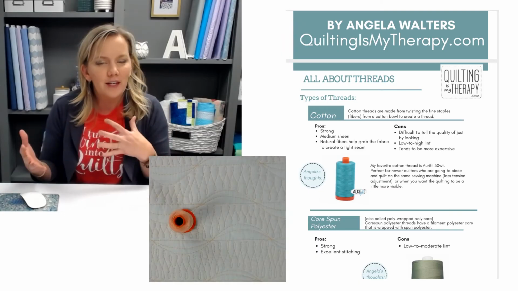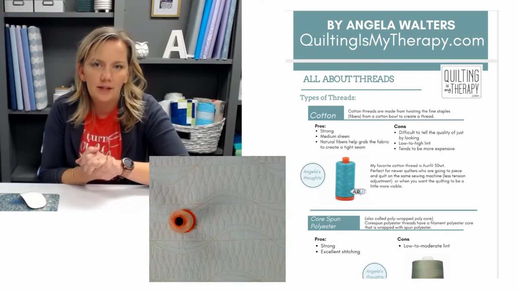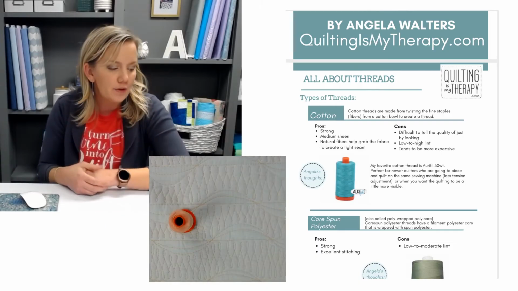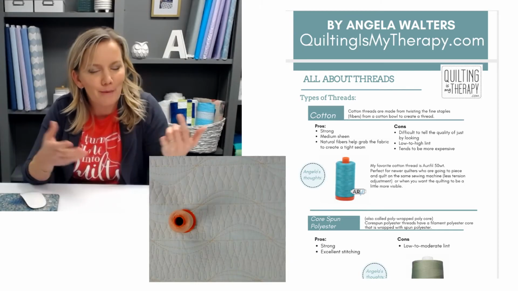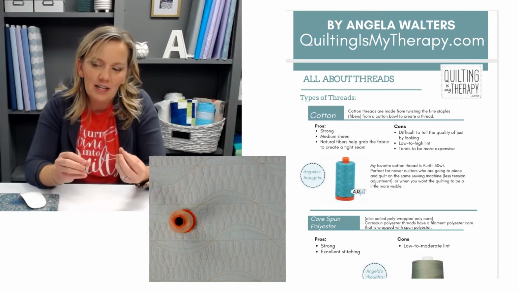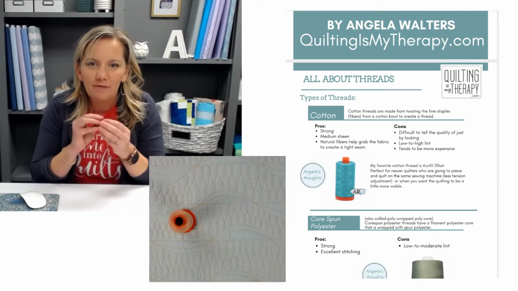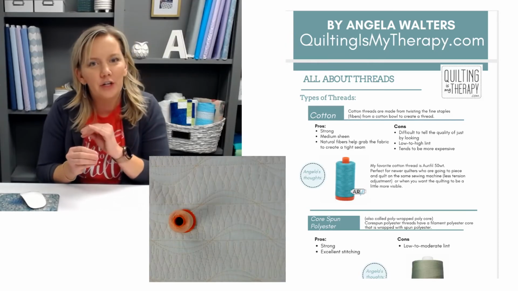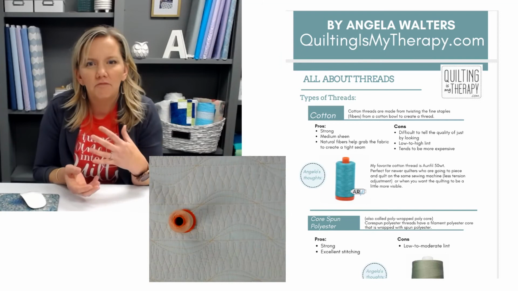So there are pros and cons to every kind of thread. In the handout, it will show you the different ones. Some of the pros are that it's a natural fiber. Some people really like that, especially if you're working with cotton fabric, which I'm assuming you are. It also has a little bit of a sheen, not a whole lot, but just that threadiness from that twist gives it a little bit of a different look. So it tends to show up more than poly thread of the same weight.